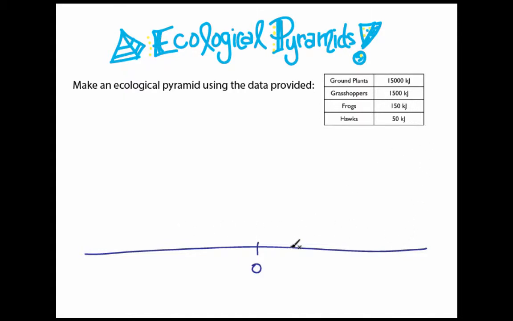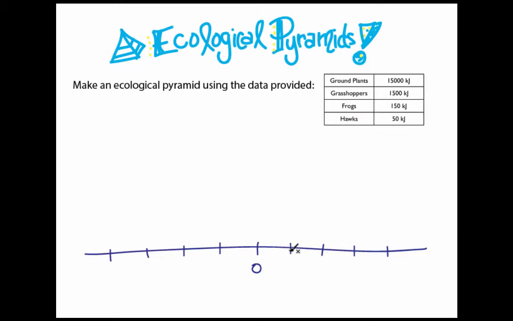The next thing that you're going to do is determine what your scale is going to be. So what is each little section going to represent? I'm going to eyeball even intervals. Then I need to look at my data. The largest set of data I have is 15,000, meaning I need to be able to graph 15,000 as my first base. Ground plants are your producer, meaning that's part of your first trophic level. That's going to be the base of our ecological pyramid.